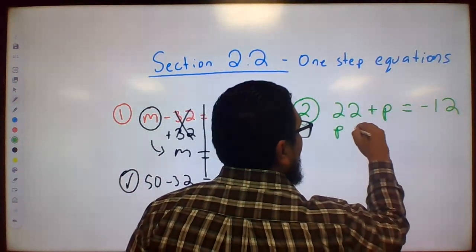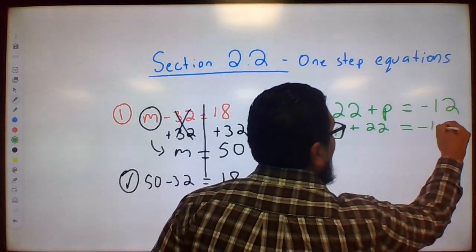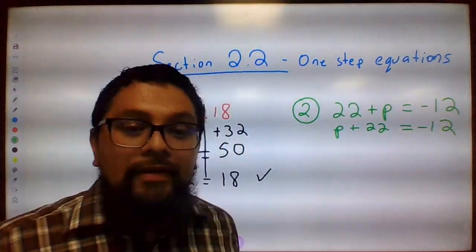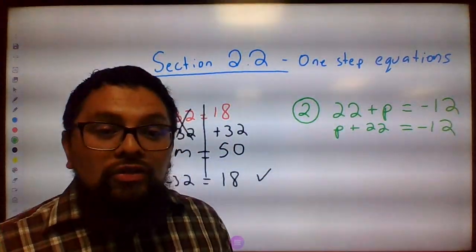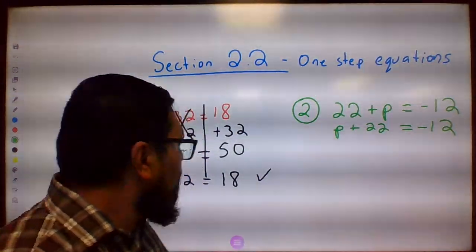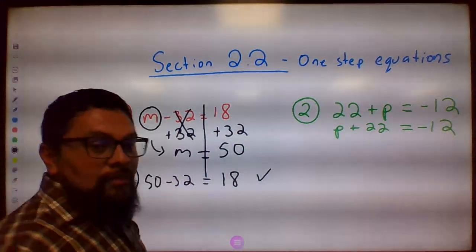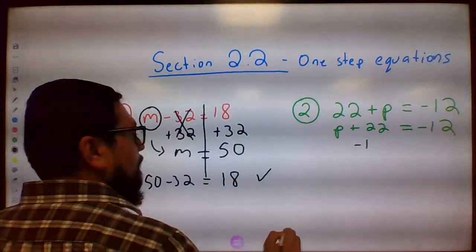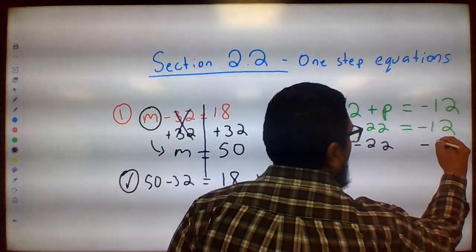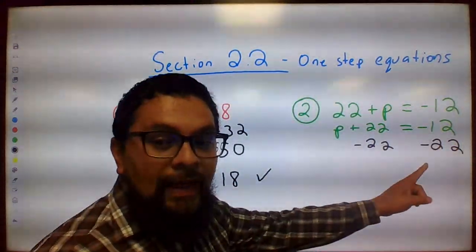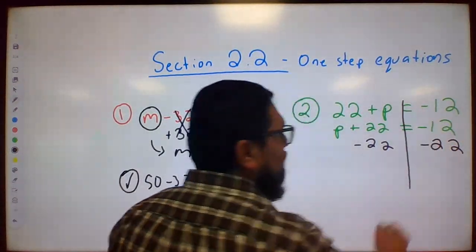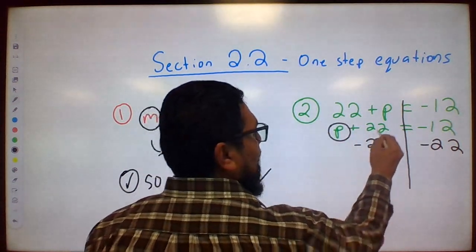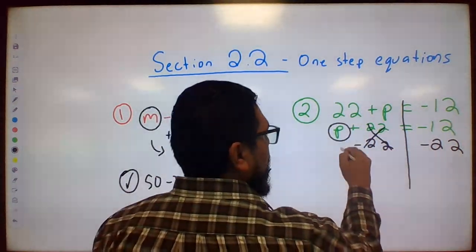P plus 22 equals negative 12. You're not changing anything. Only with addition you can do this. Now we can use the subtraction property of equality, so we're going to subtract 22 from both sides. Remember, what you do to one side, you do to the other. You have to keep it like that. Now the p is by itself, and this is 0. Bring it down.